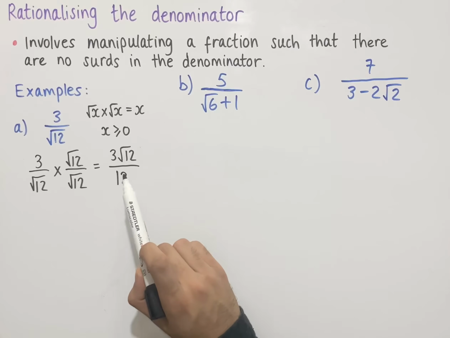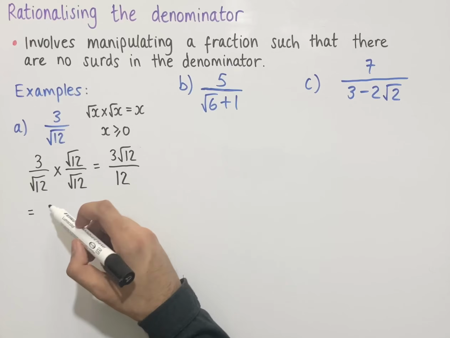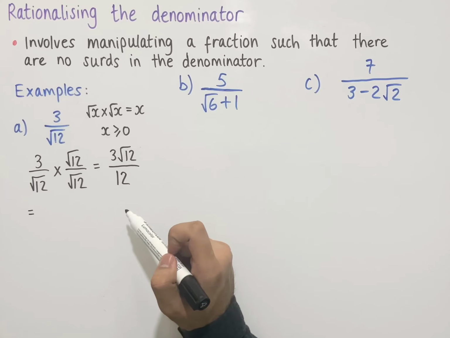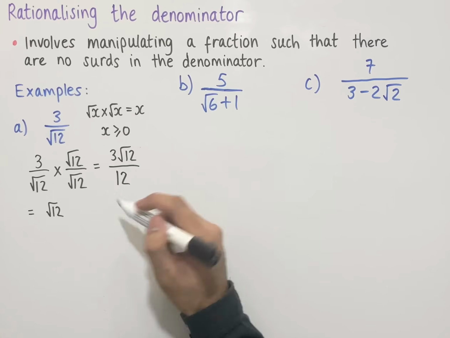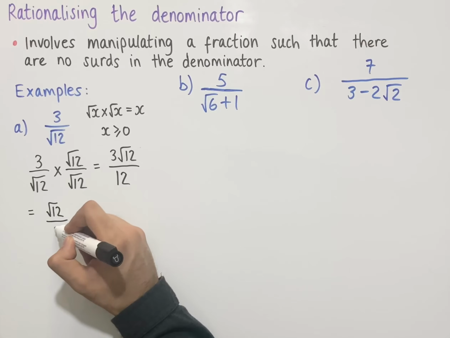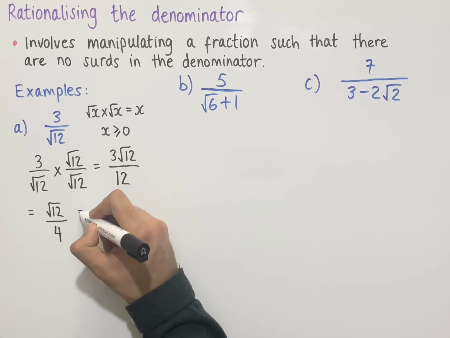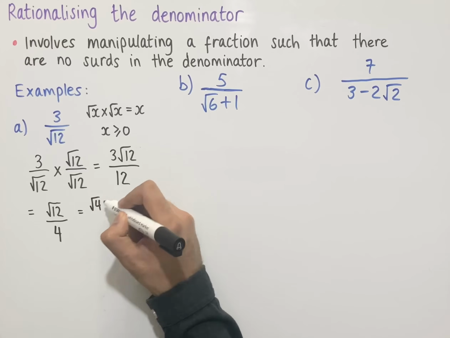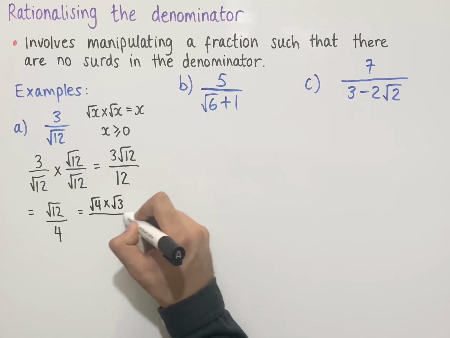We can simplify this further, so we have 3 without a square root and 12 without a square root. The largest number that goes into both of those is 3. So 3 goes into 3 once, and so we'll just be left with 1 times root 12, which is root 12, and 3 goes into 12 4 times. So this is root 12 over 4. The square root of 12 is the same as the square root of 4 multiplied with the square root of 3, and then we have this all over 4.